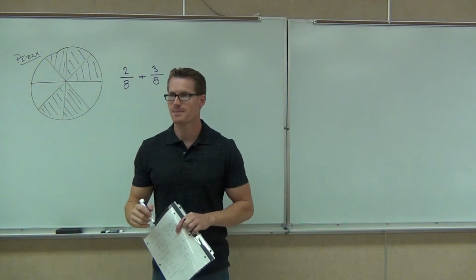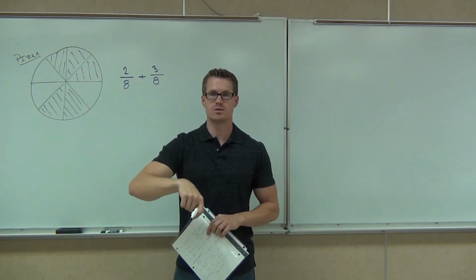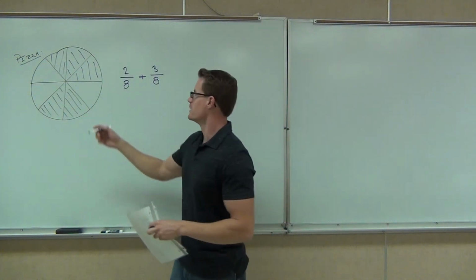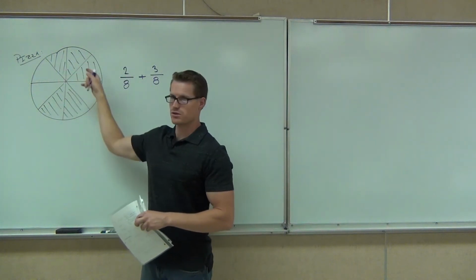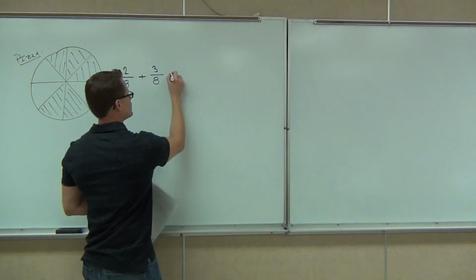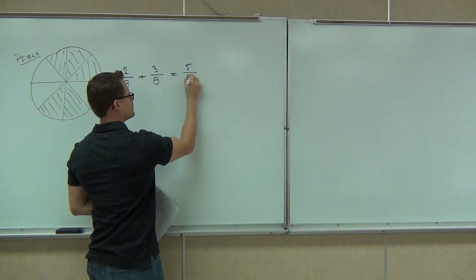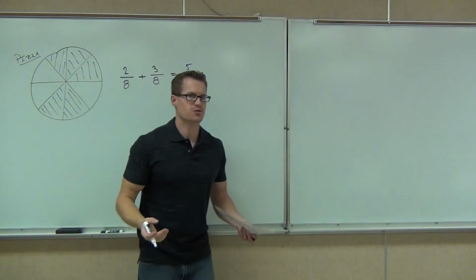You with me on this? Yes. How many did they have altogether between the 2 of them? 5/8. They did. She had 2. He had 3. Together they had 5/8. We just added our very first fraction in this class.